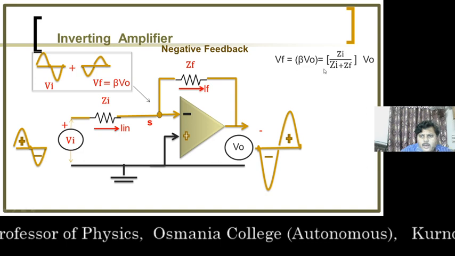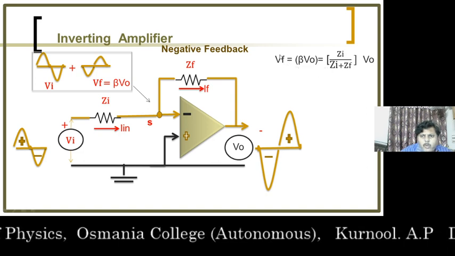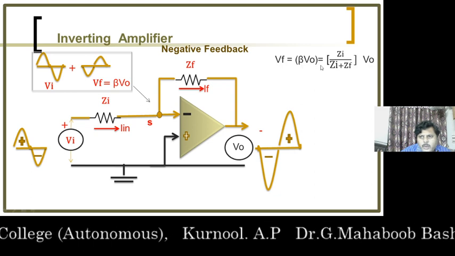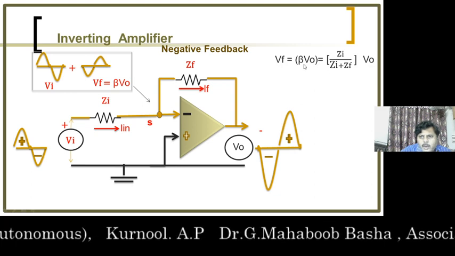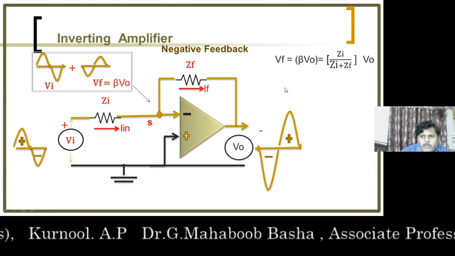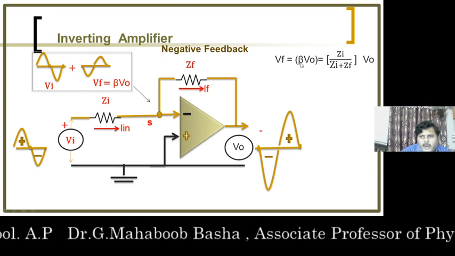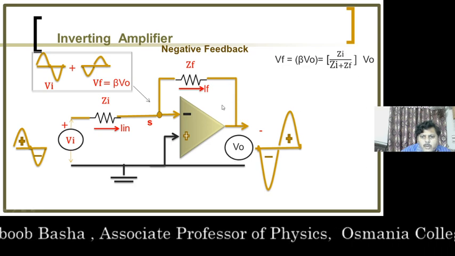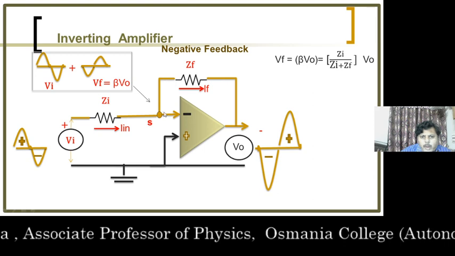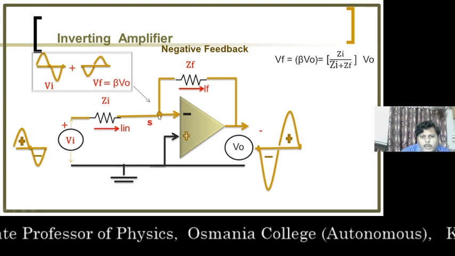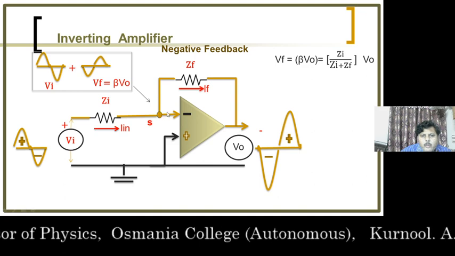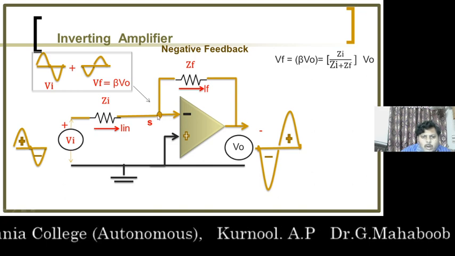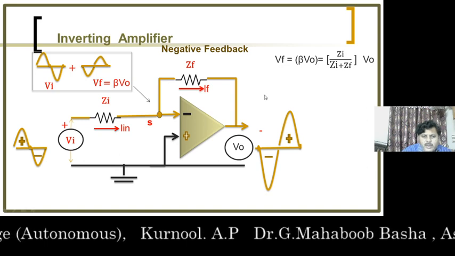We can calculate the feedback voltage by this formula. Feedback voltage is given by beta V naught, where beta is the feedback ratio Zi by Zi plus Zf, times V naught. For example, if V naught is 100 volts and beta is 1 by 10, we will get 10 volts here. This means the fraction of output voltage fed back to the input is only 10 volts, so it provides negative feedback. The point S is called the summing point and it is also called virtual ground. Let us see why it is called the summing point.